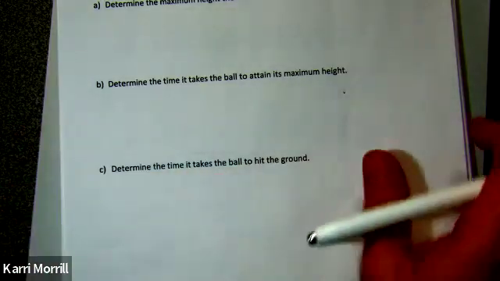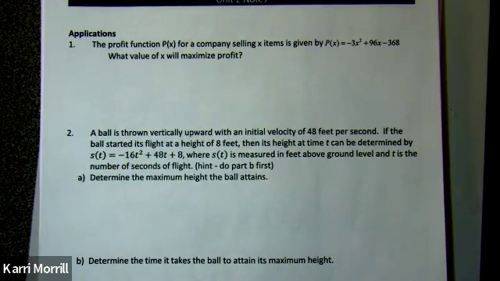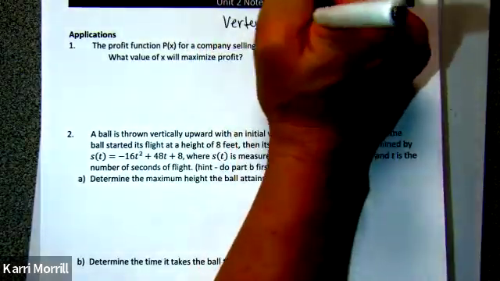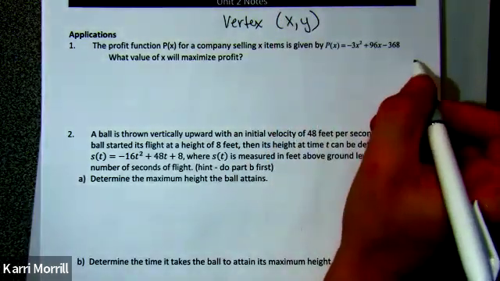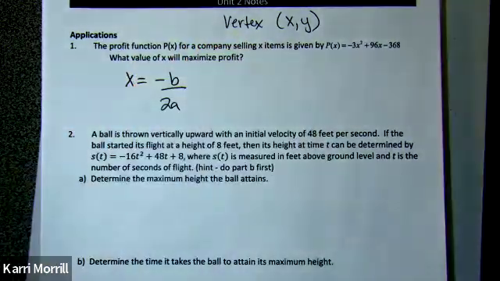Okay, so now we have some application problems, things that you can answer that actually deal with the vertex. Number 1 says the profit function P of x for a company selling x items is given by that equation. What value of x will maximize the profit? So remember your vertex, how do we find the x part in a problem like this? Well, we would use -b over 2a.